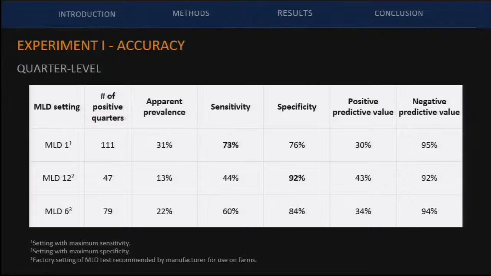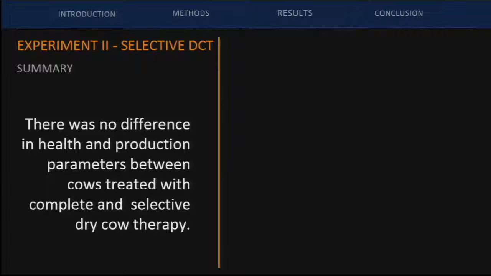And then I also put the number 6, which I told you was used in the second experiment as the manufacturer recommendation, and it has a middle ground sensitivity and specificity. For the second experiment, so let me back up a second. When you look at how MLD would compare to bacteriological culture, it gives you important information. However, it does not tell you how it would perform in a selective dry cow therapy approach.